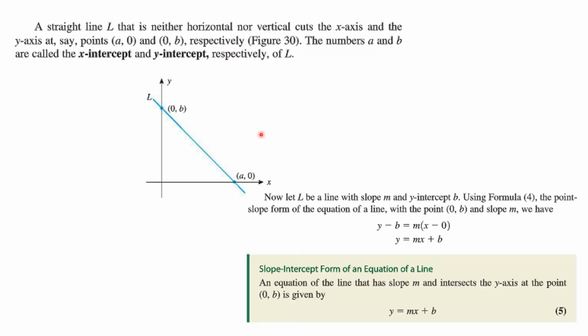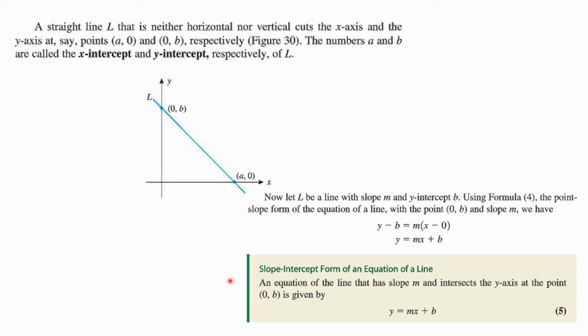A straight line that is neither horizontal nor vertical cuts both the x and y axis in points. And when you cut the x-axis, y is going to be 0. When you cut the y-axis, x is going to be 0. So if you use the point slope form for this one with the y-intercept being 0, b, you end up with y equals mx plus b. This is a very popular form of a line, that is y is equal to mx plus b. It's called the slope-intercept form of the equation of a line.